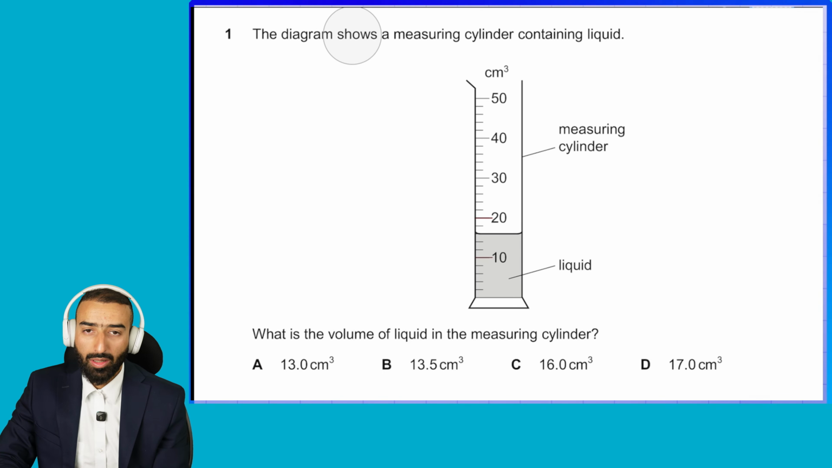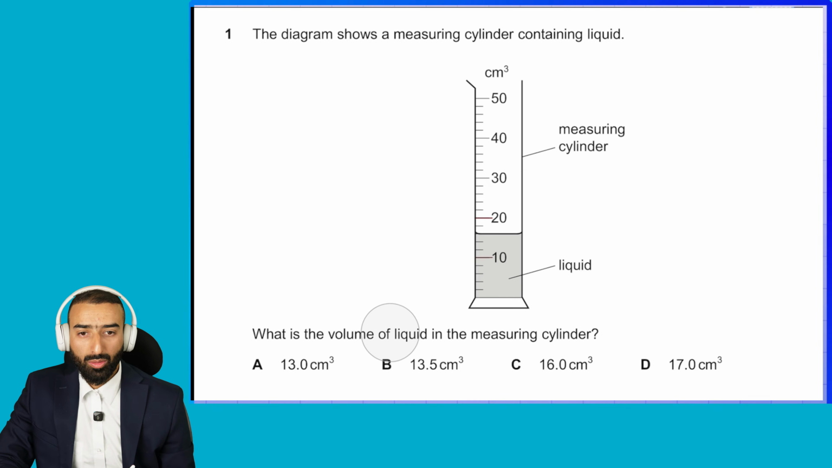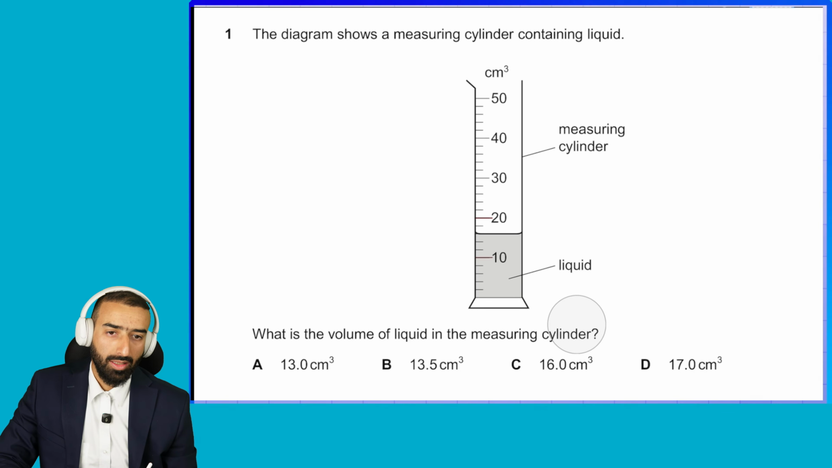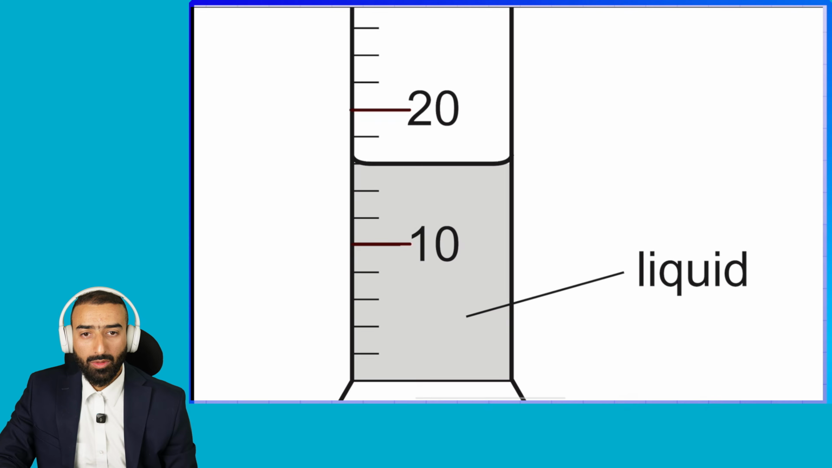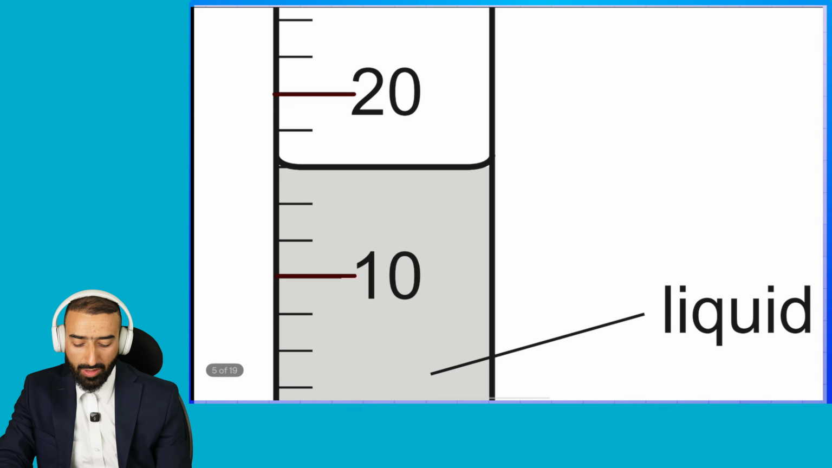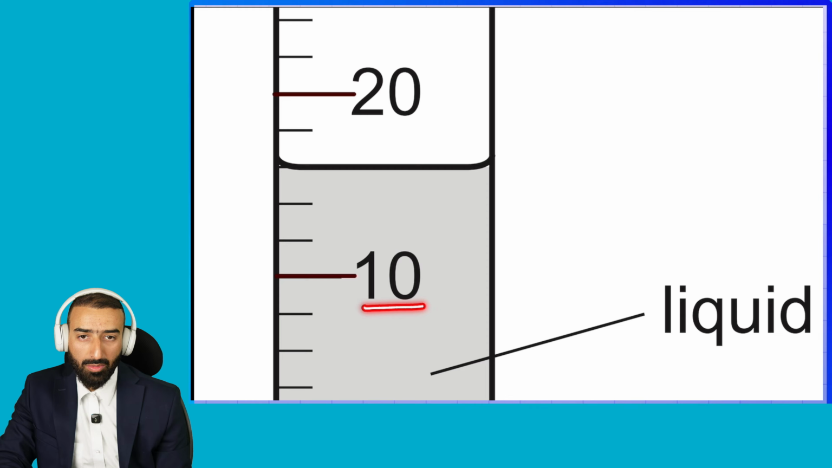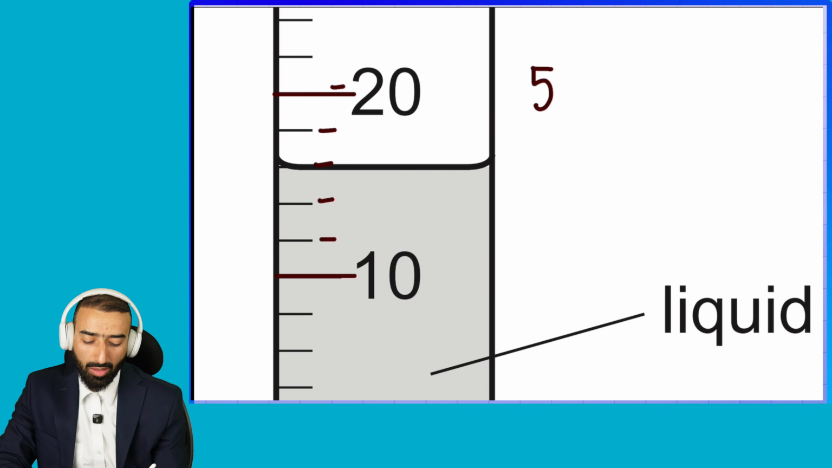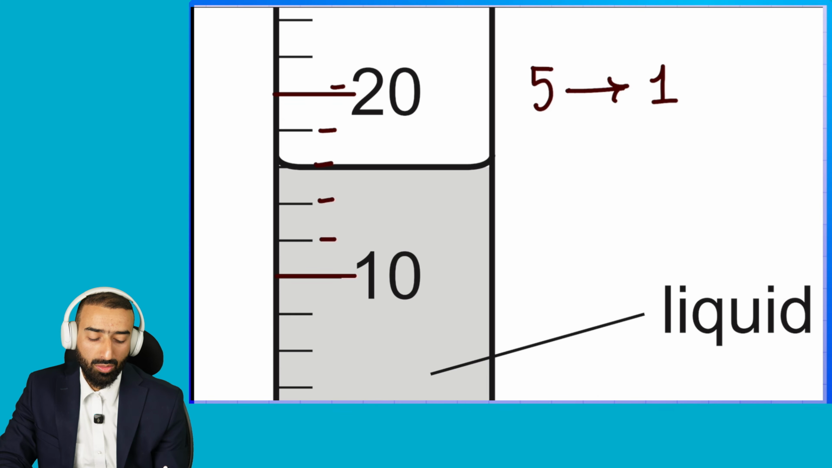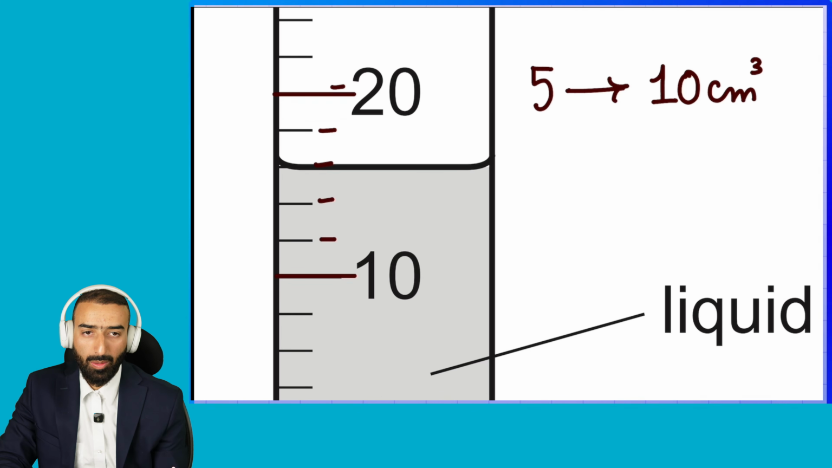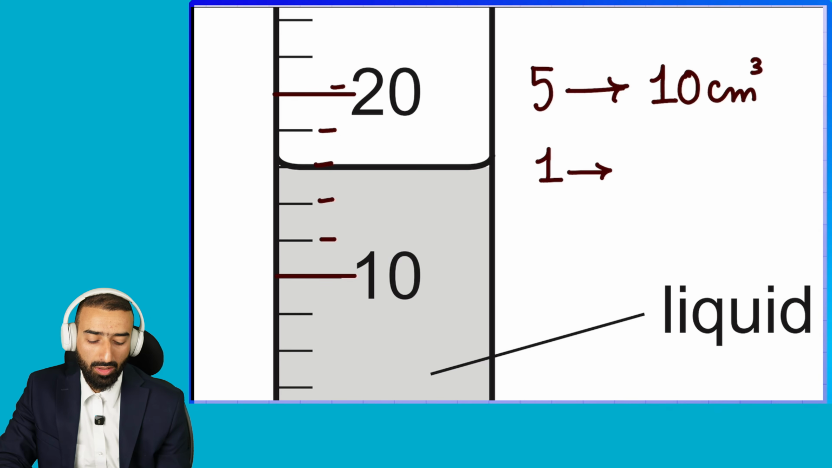The diagram shows a measuring cylinder containing liquid. What is the volume of liquid in the measuring cylinder? Let's zoom into this figure to see cleanly what's going on. Here we see that to go from 10 centimeter cube to 20 centimeter cube, how many markings do we have? 1, 2, 3, 4, and 5. So 5 markings on the cylinder correspond to 10 centimeter cube. This means one marking must give us 2 centimeter cube increase in volume.